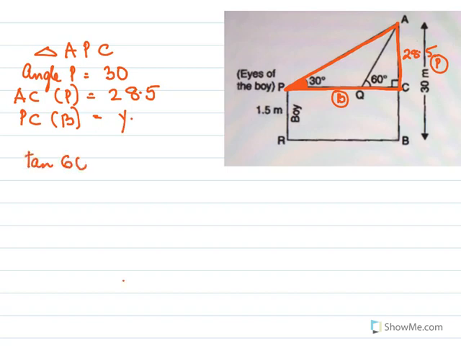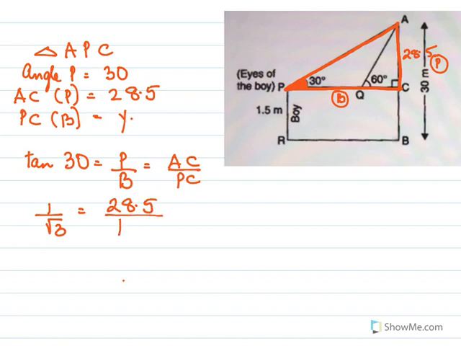Now we have perpendicular and base, so we use tan. Tan 30 we are using, not 60, because 30 is given here. Tan 30 is perpendicular over base, AC over PC. So 1 by root 3 equals AC, 28.5, over PC. So PC equals 28.5 into root 3. So we found PC. Now remember, our aim was to find PQ, to find this distance.